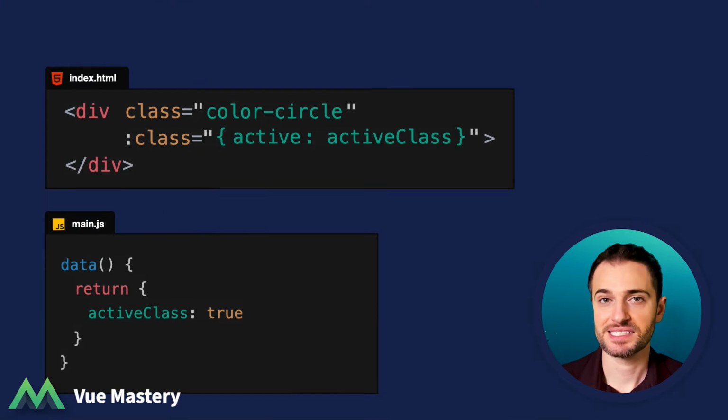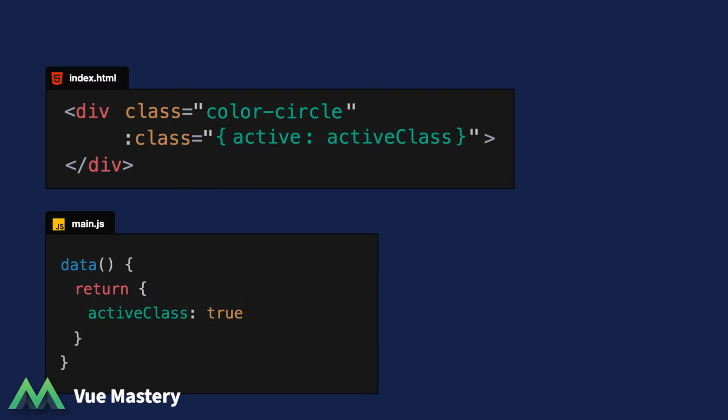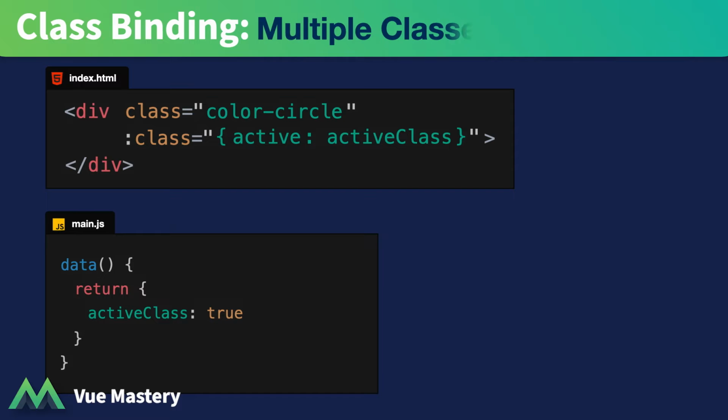When getting started with class binding, there are some things to note. For example, what happens when we already have an existing class, such as color-circle, and we wanted to conditionally add an active class based on the truthiness of activeClass within our data? Let's look at this example. In the class binding here, active is the class name, and activeClass is really a condition that we're evaluating to determine if we're adding the active class or not. So because activeClass in our data is true, we're going to add the class of active to this div.